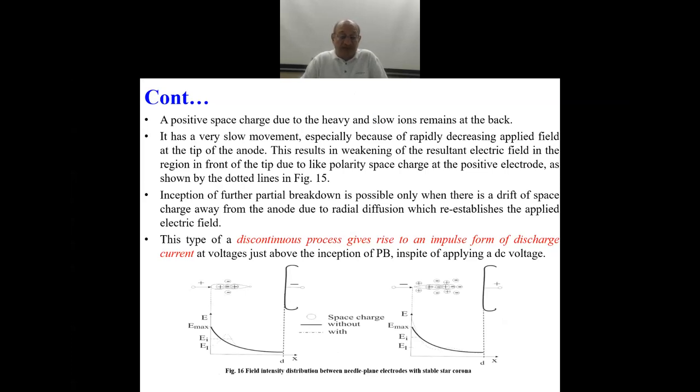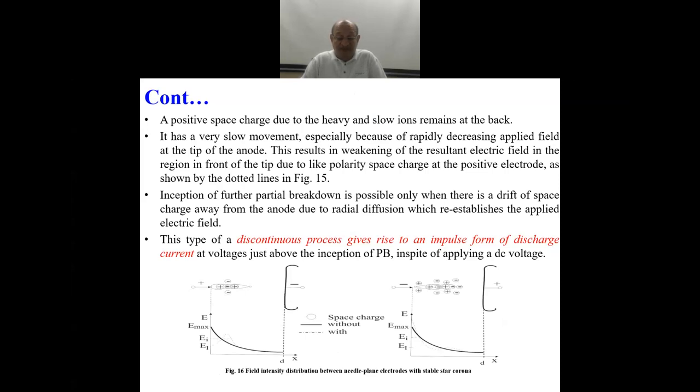And this type of discontinuous process gives rise to an impulse form of discharge current, that is in the background, as I mentioned, at voltages just above the inception of partial breakdown. You have to have a certain magnitude of voltage, depending upon the sharpness of the electrode, the gap distance and everything, and the type of voltage also, above which this activity would be able to take place. And this impulse form of discharge current will be there in spite of applying a DC voltage to the electrode.